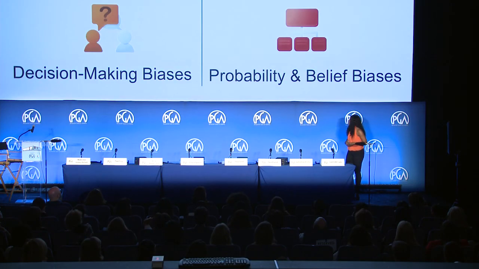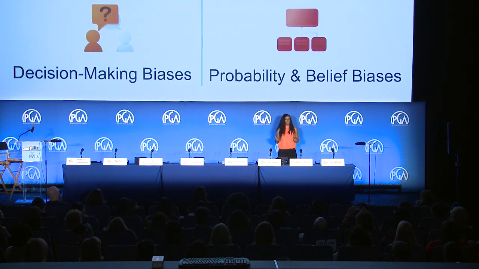And then a final type of bias are probability and belief biases. Now, an example of a probability and belief bias would be the availability heuristic. What that is, we substitute the easily available subset of data for the full set of data. So for example, if I live in a certain neighborhood and everybody in my neighborhood likes the same type of peanut butter, I might assume, hey, everybody likes that type of peanut butter. But really, I'm just substituting that easily available subset of data.